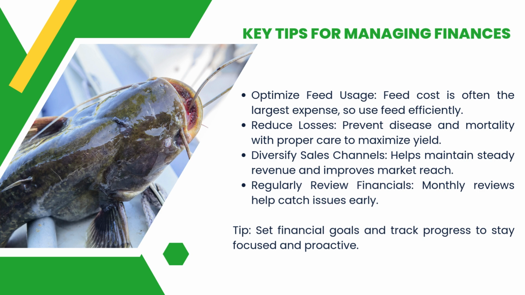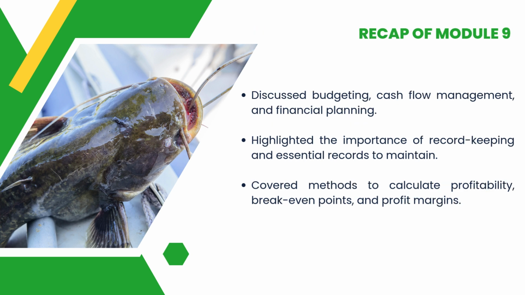And there are various tips that you need to manage your finance. So you want to optimize your feed usage, check the cost of your feed, make sure you are using it efficiently, prevent any form of disease and mortality rate so you don't have so many of your fish dying after feeding them. Diversify your sales channel, sell to different customer reach, look for new markets for your catfish. Again, always look at your financials every month so that it will help you to know when there's a problem early and you can begin to address it. I always advise that you have a financial goal, either quarterly or annually, and you can track it so that you can stay focused and proactive.